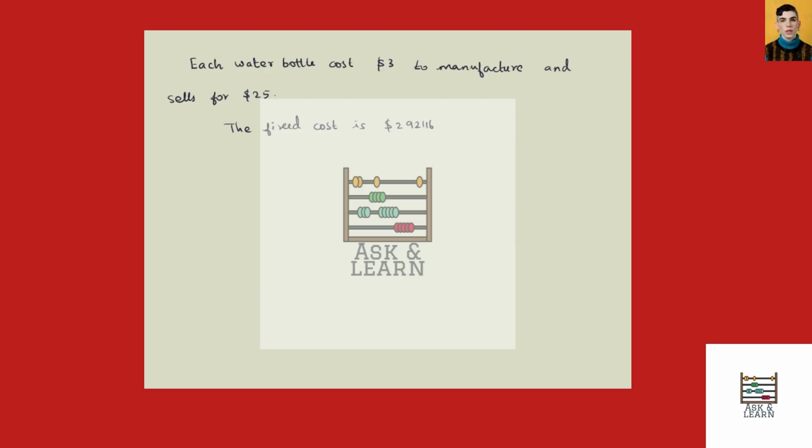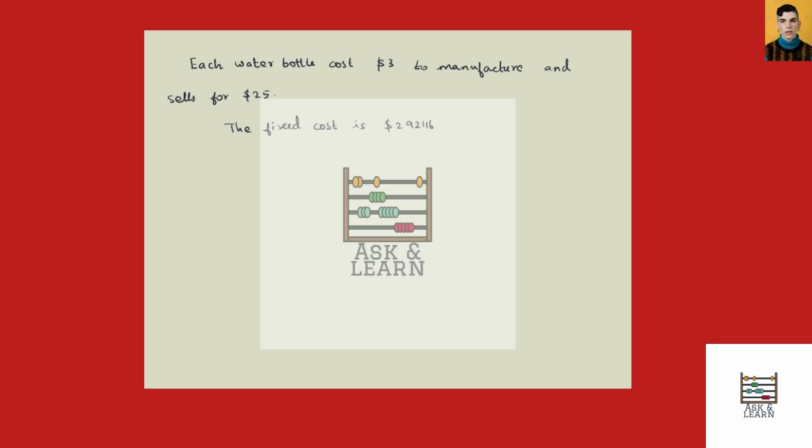Hi, here it is given that a firm produces water bottles where each water bottle costs $3 to manufacture and sells for $25. And also given that the fixed cost is $292,116. Here first we can find the cost function and the revenue function to find the profit. So in this question we have to find the number of bottles sold in order for the profit to be 14% more than the fixed cost.